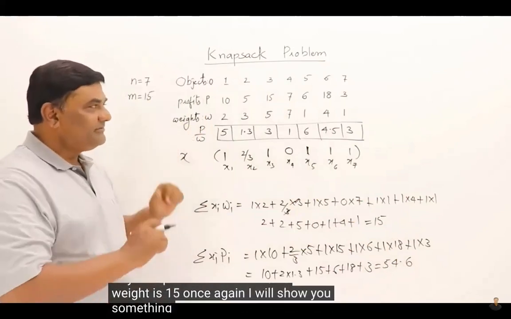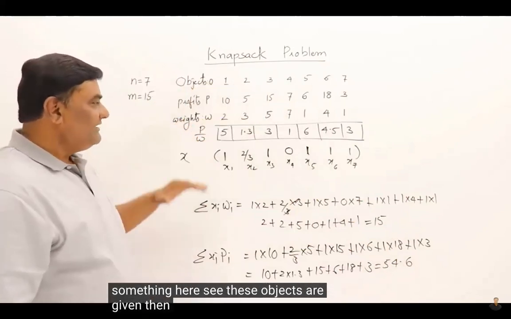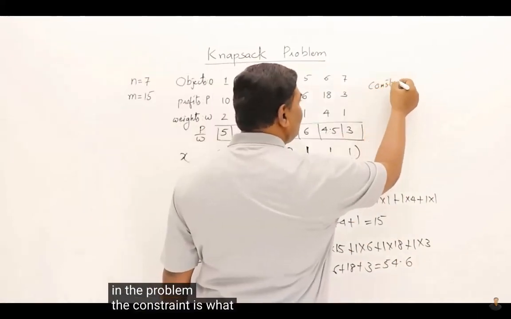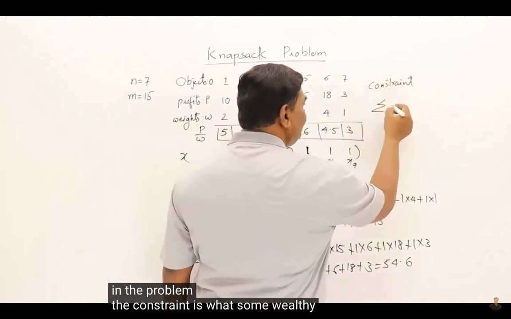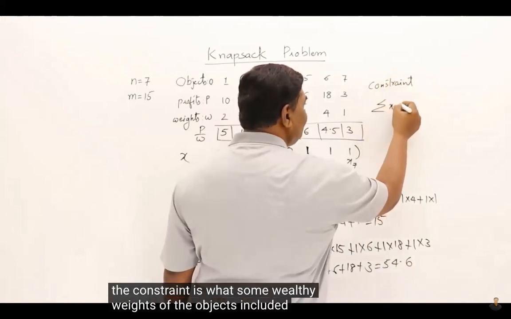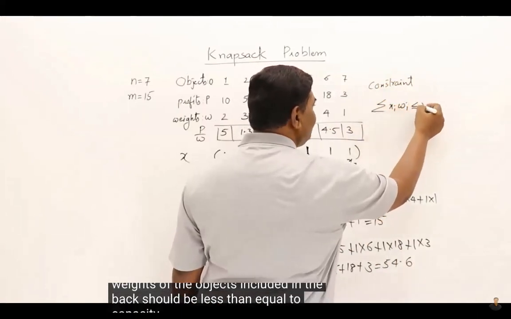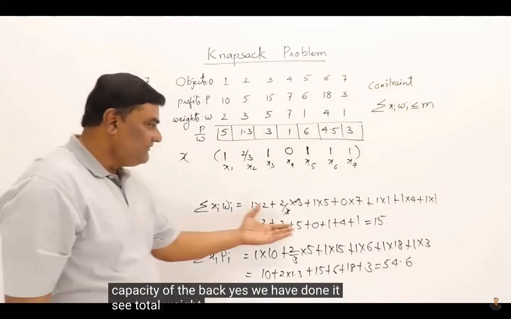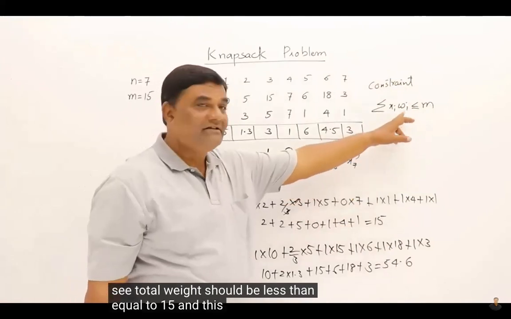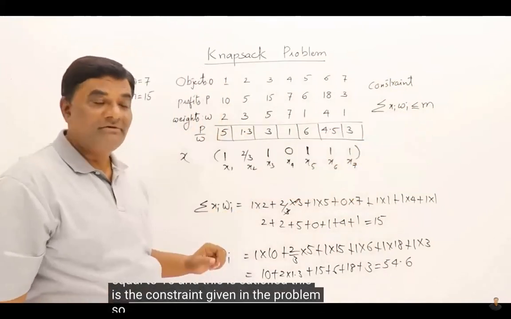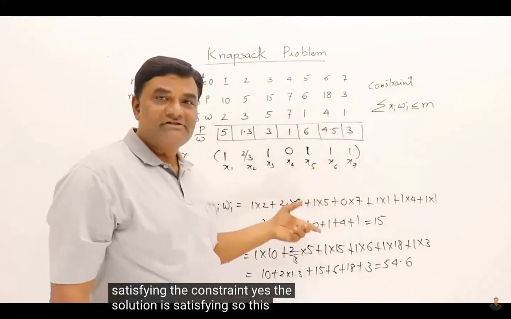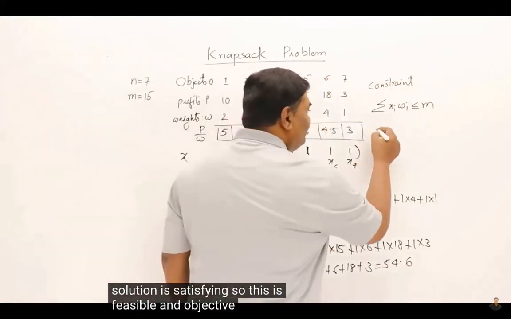Once again, I'll show you something here. See, these objects are given. Then what is the constraint given in the problem? The constraint is that the sum of the weights of the objects included in the bag should be less than or equal to the capacity of the bag. Yes, we have done it. See, total weight should be less than or equal to 15, and this is satisfied. This is the constraint given in the problem. So we have taken that solution which is satisfying the constraint. Yes, the solution is satisfying. So this is feasible. And objective is what?